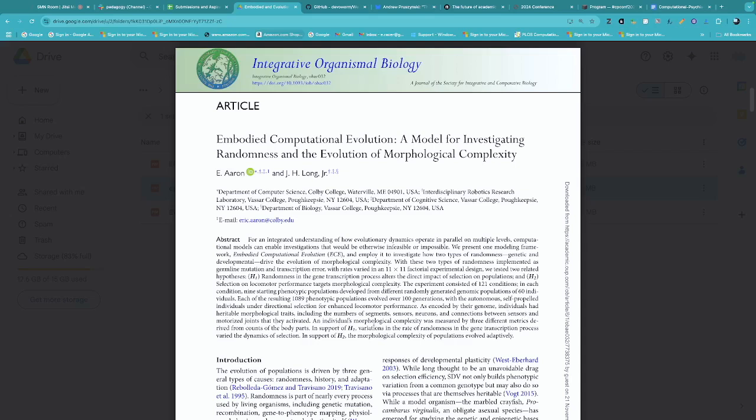An individual's morphological complexity was measured by 3 different metrics derived from counts of the body parts. In support of hypothesis 1, variations in the rate of randomness in the gene transcription process varied the dynamics of selection. In support of hypothesis 2, the morphological complexity of populations evolved adaptively.